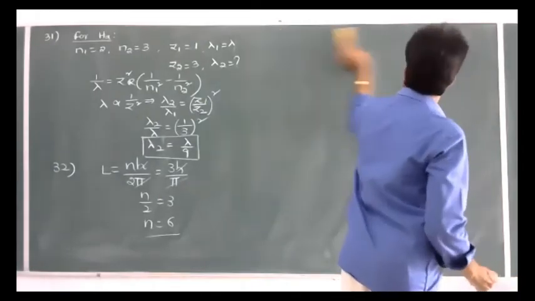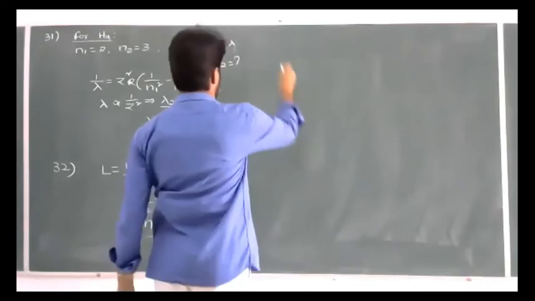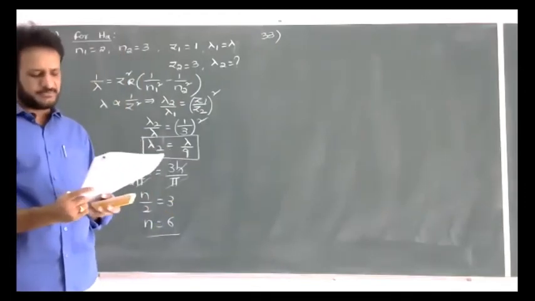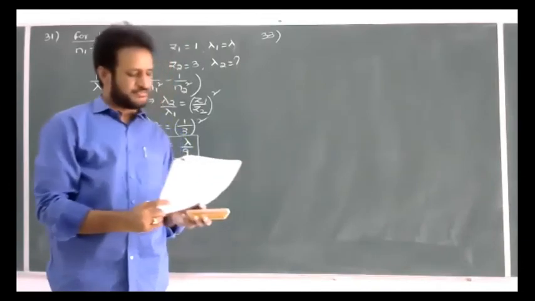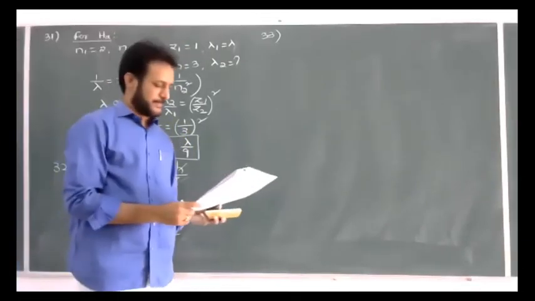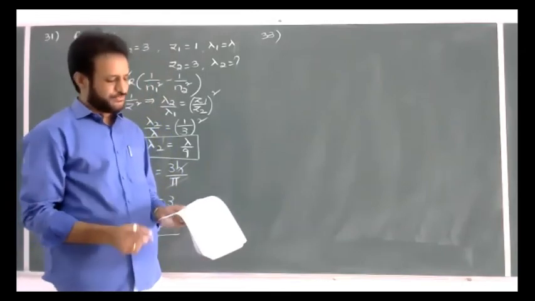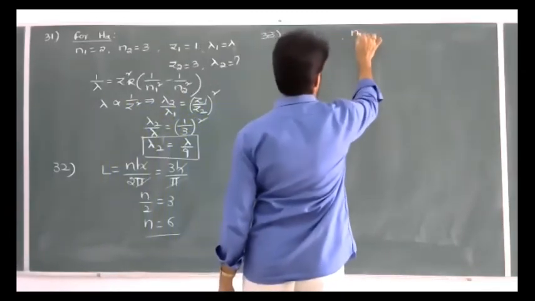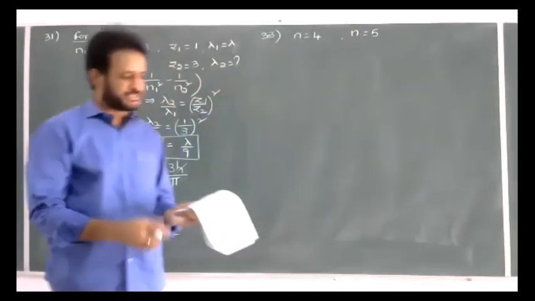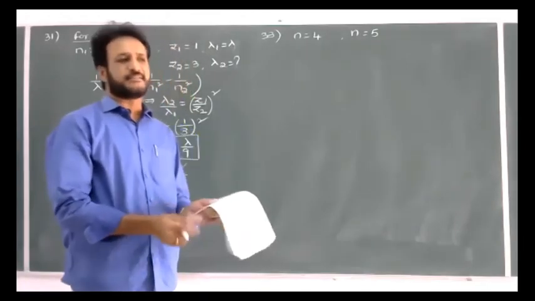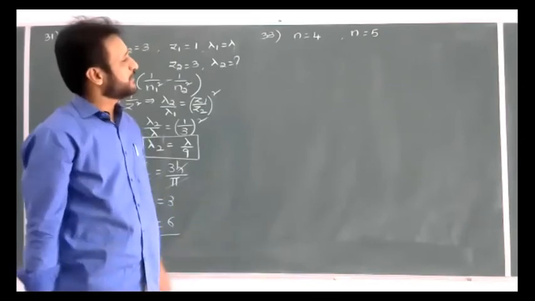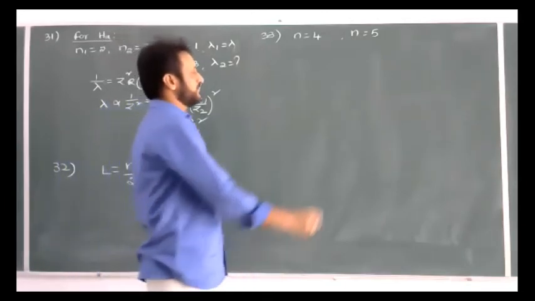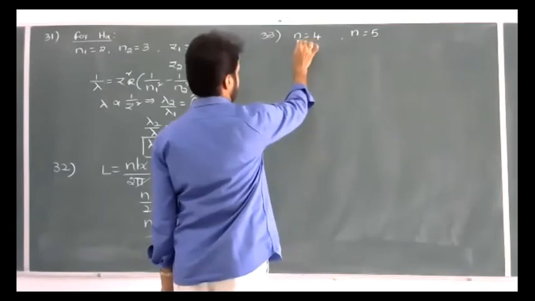Next, question number 33. When the electron in a hydrogen atom is excited from the fourth stationary orbit to the fifth stationary orbit, the change in angular momentum of the electron in joule second is?